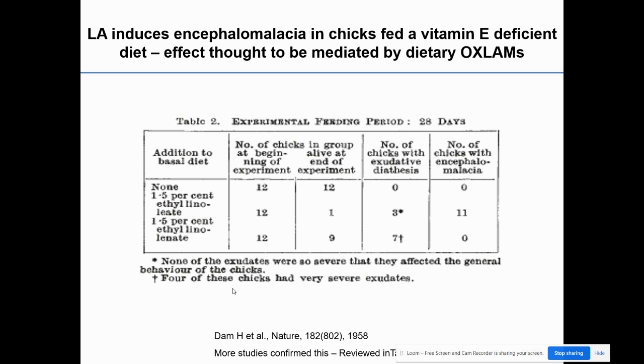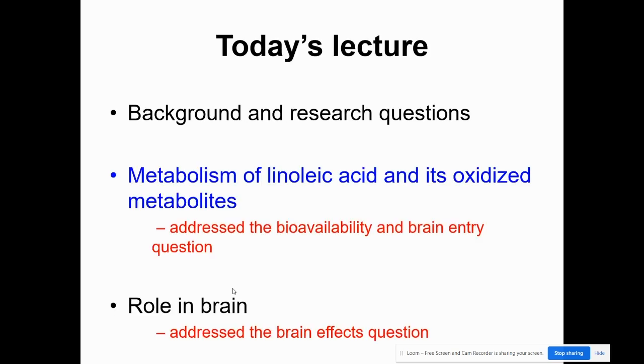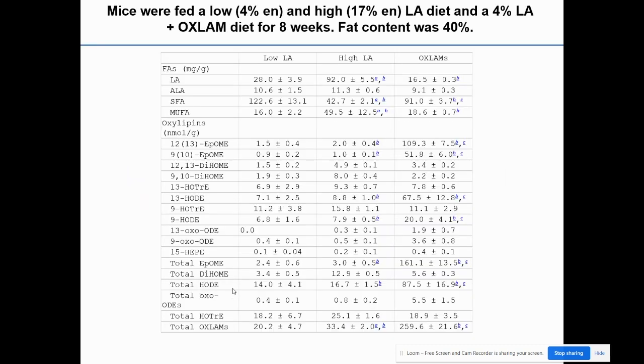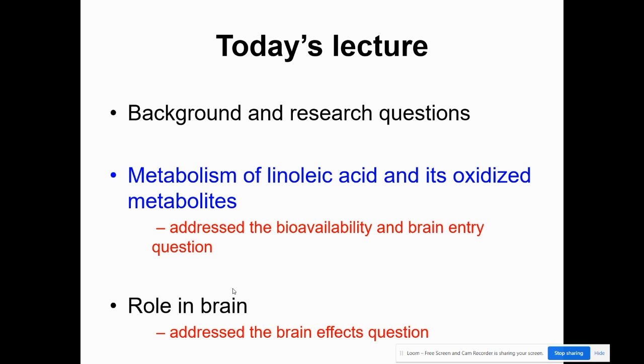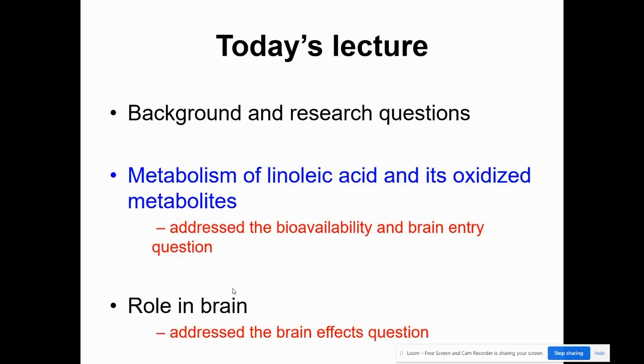So we wanted to see if these findings extend to mammals. So we started with rats to check this out. This is going to lead me to the next topic of my lecture on the metabolism of LA and its OXLAMs to address the bioavailability and brain entry questions. And then the role in brain will deal with the brain effects question. So these are the 3 questions we laid out. Are OXLAMs bioavailable? Do they get to the brain? And what do they do in the brain if they get to the brain? So let's talk about how LA and its oxidized metabolites are handled by the body.